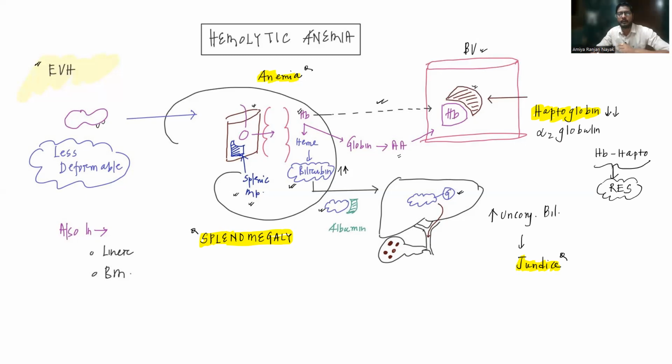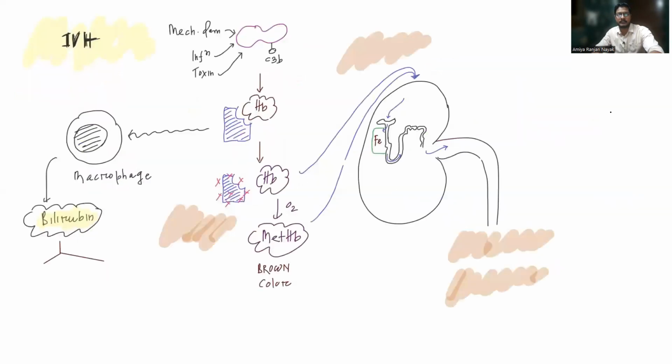Okay, so these are the points about extravascular hemolysis, and you have to remember the triad. The triad is anemia, splenomegaly, and jaundice. Okay. Now we'll discuss about the intravascular hemolysis.